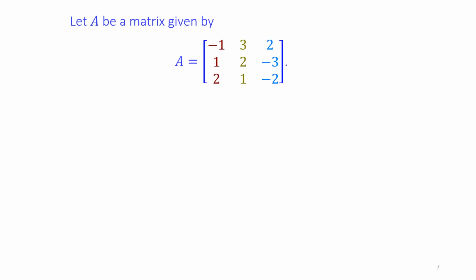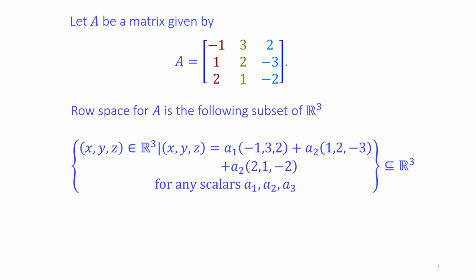We are given the matrix A as follows, and we are going to get its row space and column space for A. As defined earlier, the row space for A is the following subspace of R3, where every element of the row space for A can be written as a linear combination of all row vectors of A.